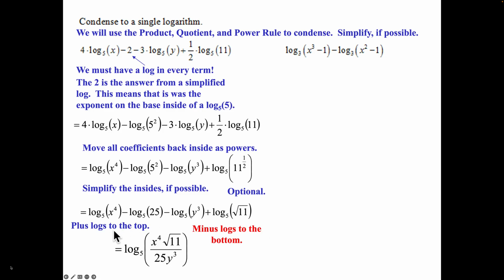Okay, again, plus logs top, minus logs on the bottom. Next, you have log base 3 of (x cubed minus 1) minus log base 3 of (x squared minus 1). Top, bottom. Log base 3 of (x cubed minus 1) over (x squared minus 1). Wait a minute, that seemed a little too easy. I must be missing. Wait a minute.